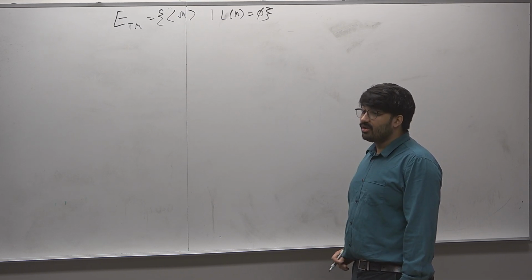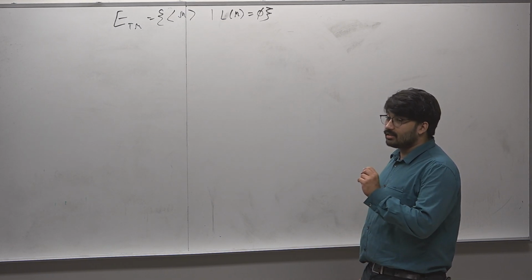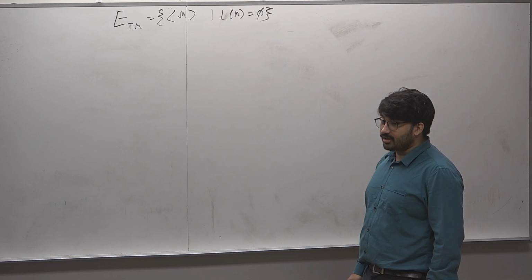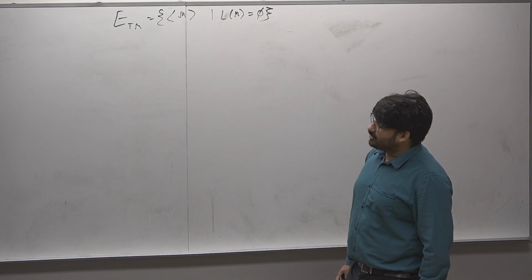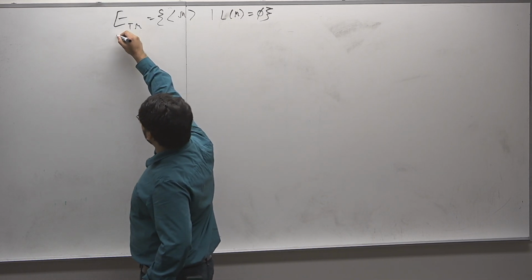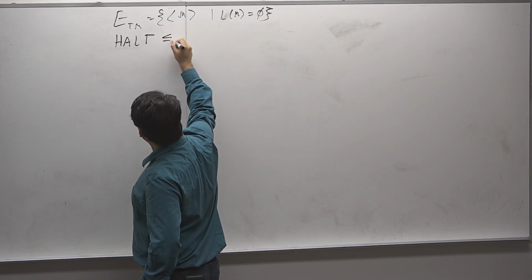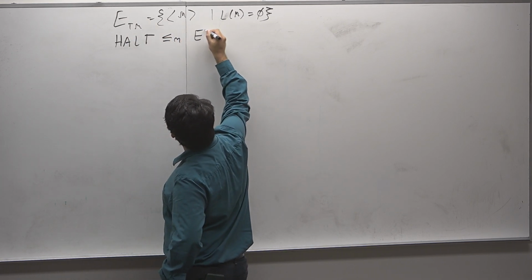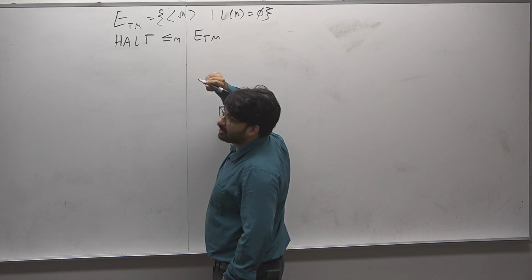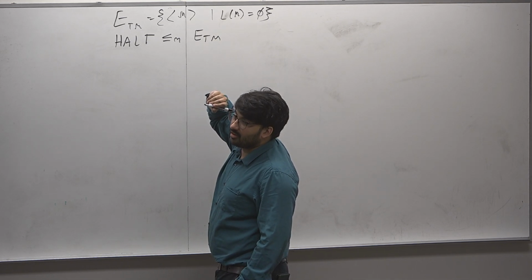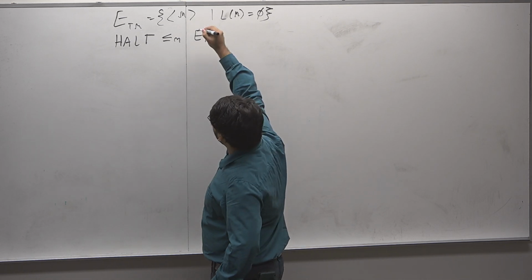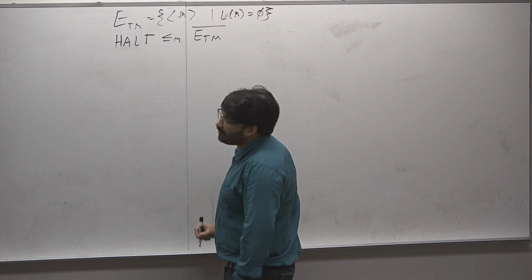We prove ETM is undecidable by reduction. It turns out we cannot do a reduction from halt to ETM, for complicated reasons we'll see later. This does not actually work. But what we can do is a reduction from halt to ETM complement.